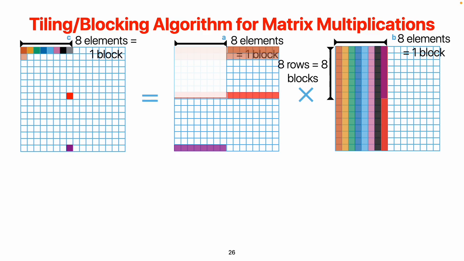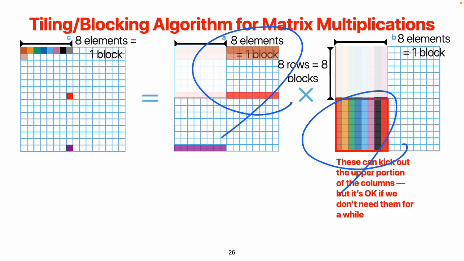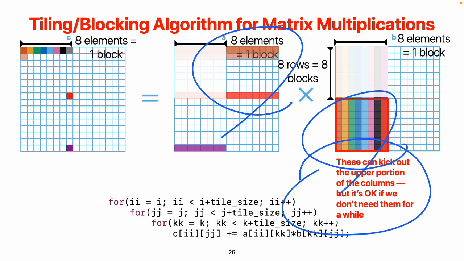So right now, I can move on and keep calculating other tiles as before. You might think, well, they can kick out the upper portion. However, we don't care because we are not going to use it for a short period of time, if we write our code and traverse the order of tiles correctly. So that sounds like a good idea.